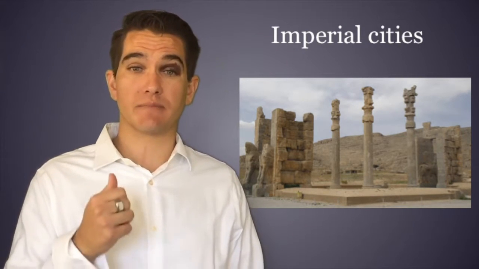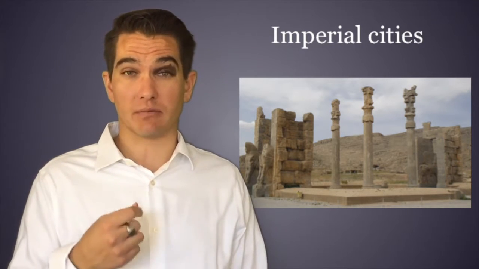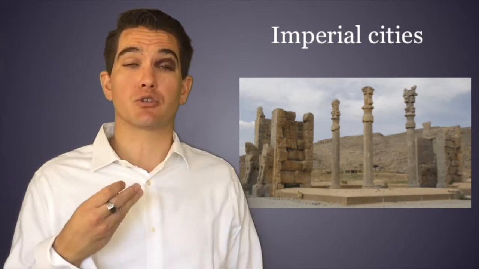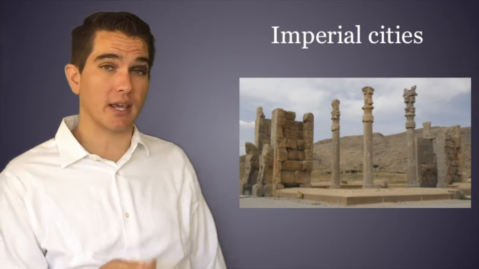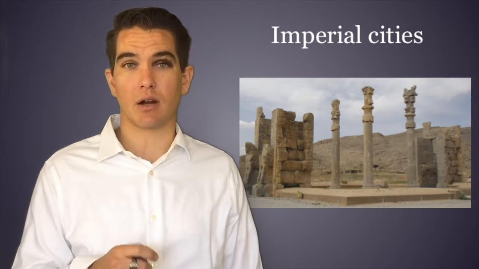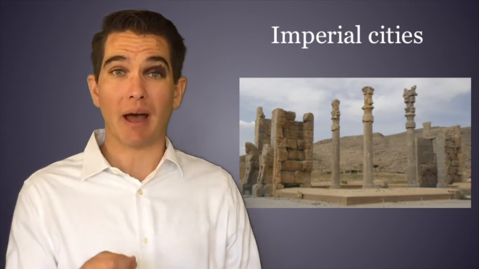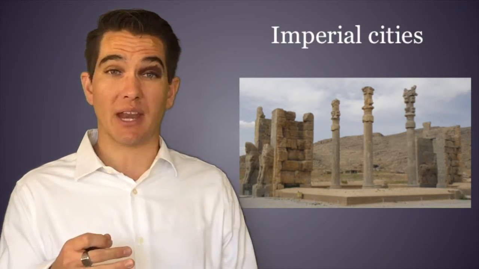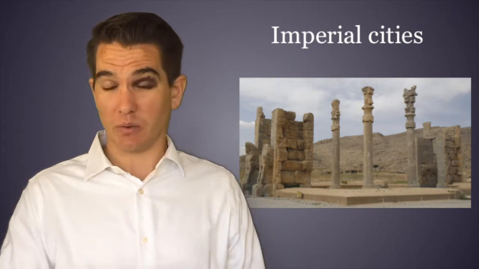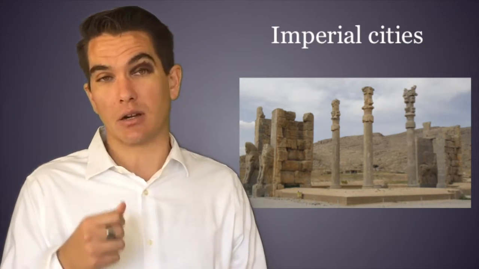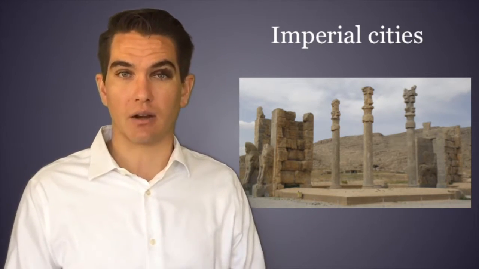Imperial cities are vital to empires. They served as centers of trade, public performance of religious rituals, and political administration. Persepolis, pictured here, was the administrative center of the Persian Empire. Rome was, of course, the capital of the Roman Empire. By the time of Jesus' birth, it had about 1 million people in it, so it was a thriving trade center, a religious center, and a political center.